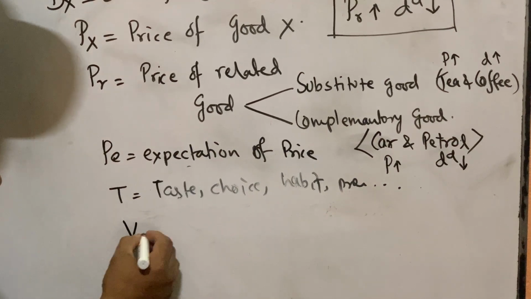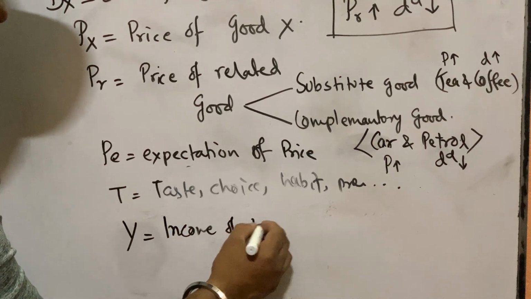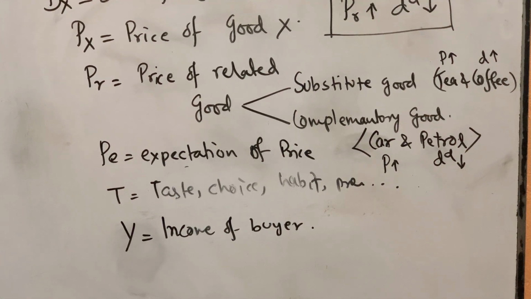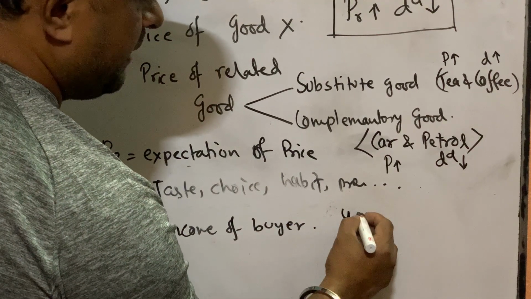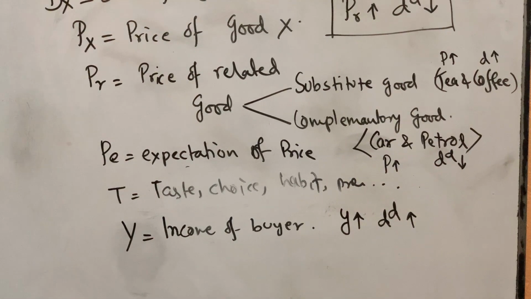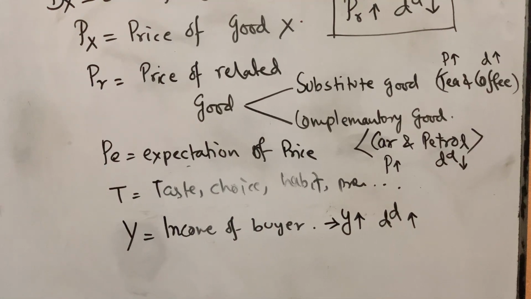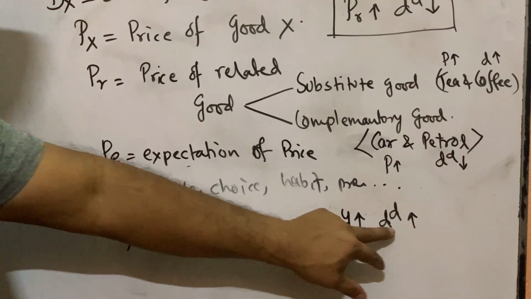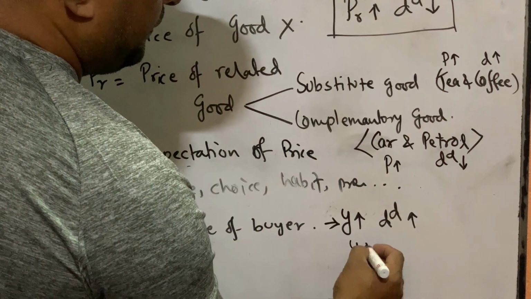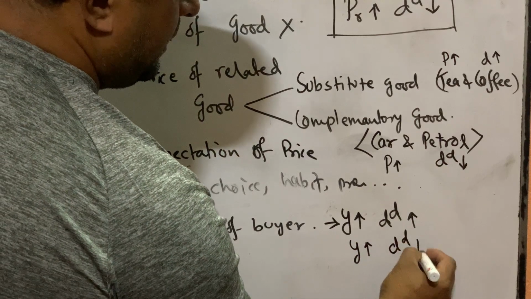Fifth one, another important one, income of the consumer. Generally with the rise in income, people's demand for a normal good also rises. This is the effect of income of the consumer. With the rise in income, in general demand rises. But in case of an inferior good, when people's income increases, its demand decreases.